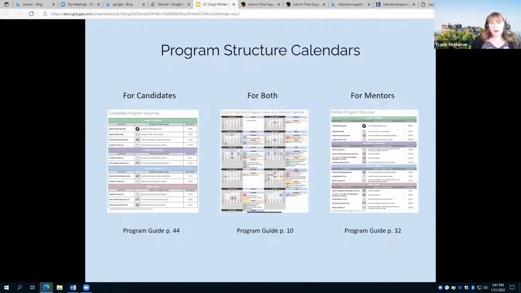And if you ever get lost, like I said, this slideshow would be a good resource, but also if you prefer the program guide, here are some pages where you can find that information. So again, if you want to take a picture of this screen or just keep this slide deck, these are good places to look for specific due dates and requirements. And this is within our program guide.